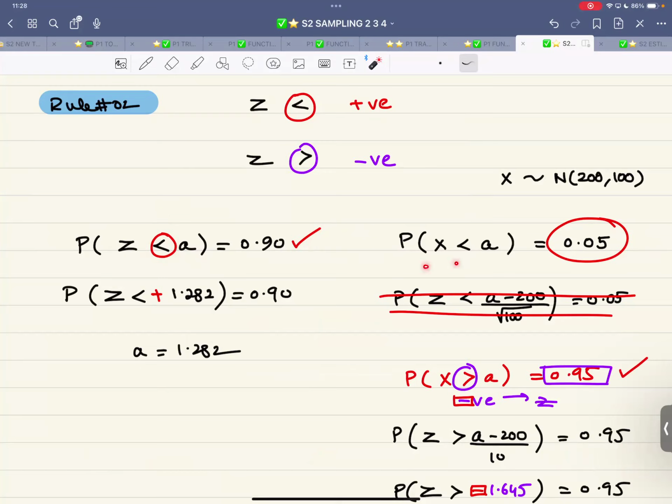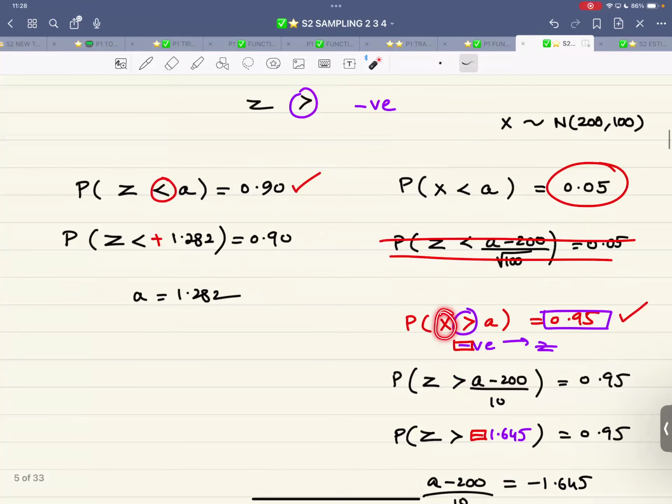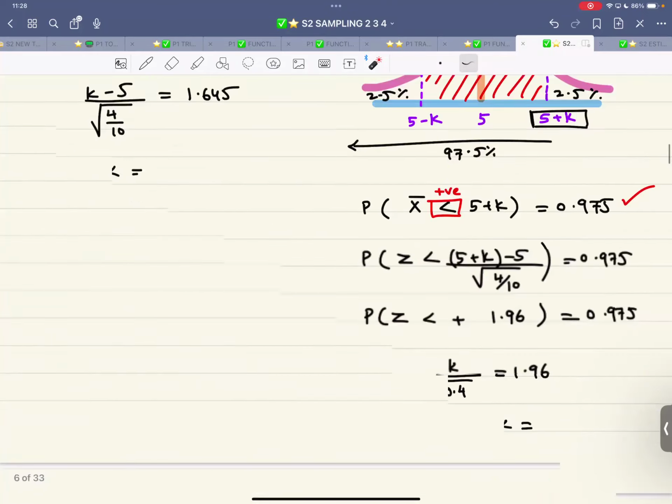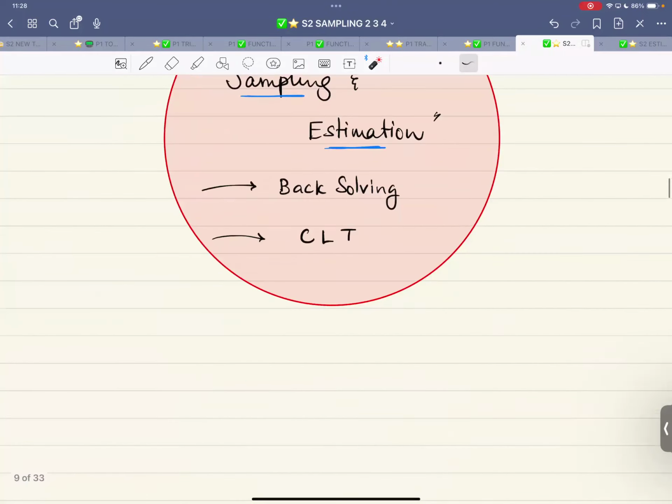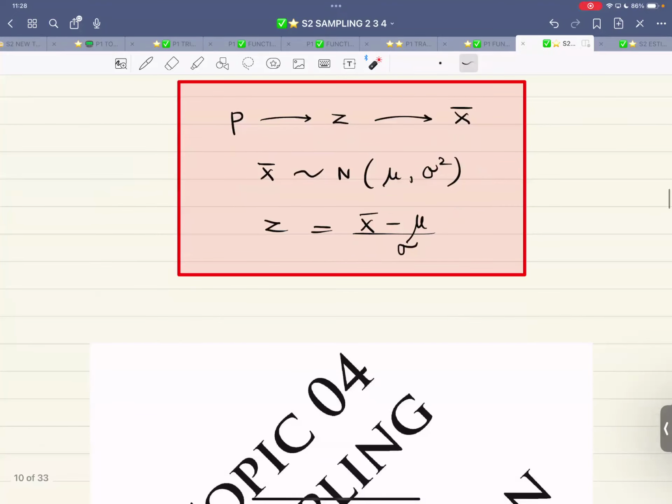Something like this. Probability x lesser than a is 0.05, and x follows a normal distribution 200, 100. So now, first of all, since this is only 5%, 0.05 is 5%, this is lesser than 50%. So what do we do? We subtract the probability from 1 and flip the inequality. So lesser becomes greater. It's x right now. It will be converted to z. The greater sign will remain as it is. That means the corresponding z value is negative. And then we do comparing coefficient. So now let's apply this knowledge in these questions related to back solving and central limit theorem.